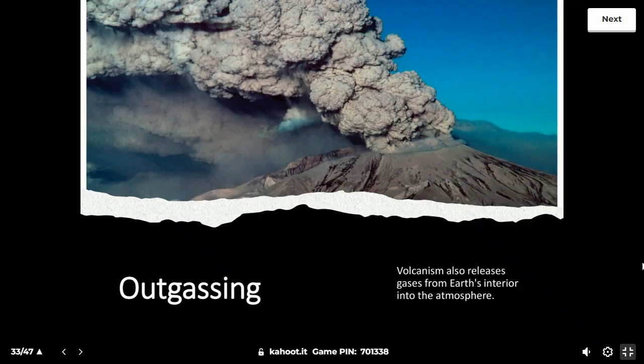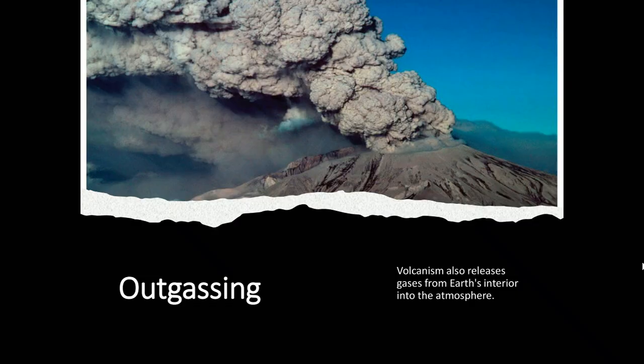But it's not just the molten rock that can come up from a volcano. You can actually get a lot of gases being released from volcanoes as well. So when we talk about the conditions that you need for life to exist on a planet, this is going to be a very important thing to remember.